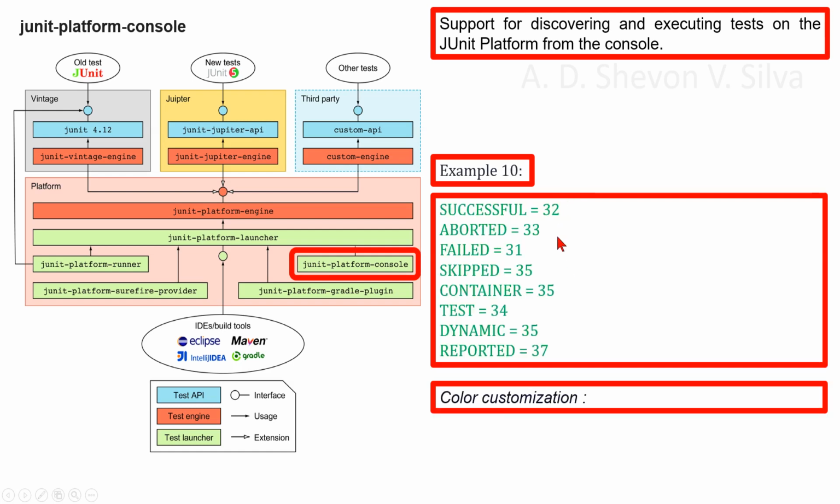Now we are considering color customization. The colors used in the output of the console launcher can be customized. The option --single-color will apply a built-in monochrome style, while --color-palette will accept a properties file to override ANSI SGR color styling. The properties file below demonstrates the default style.